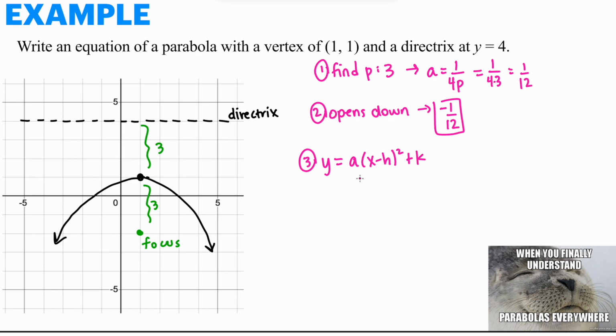So now I believe we can write everything. The final answer is going to be y equals. A is negative 1/12. And then my vertex is (x - 1) squared plus 1. Because again, my vertex of (1, 1) is h and k. H represents 1. K represents 1. So the h is a 1. And k is a 1, and that is my final answer.